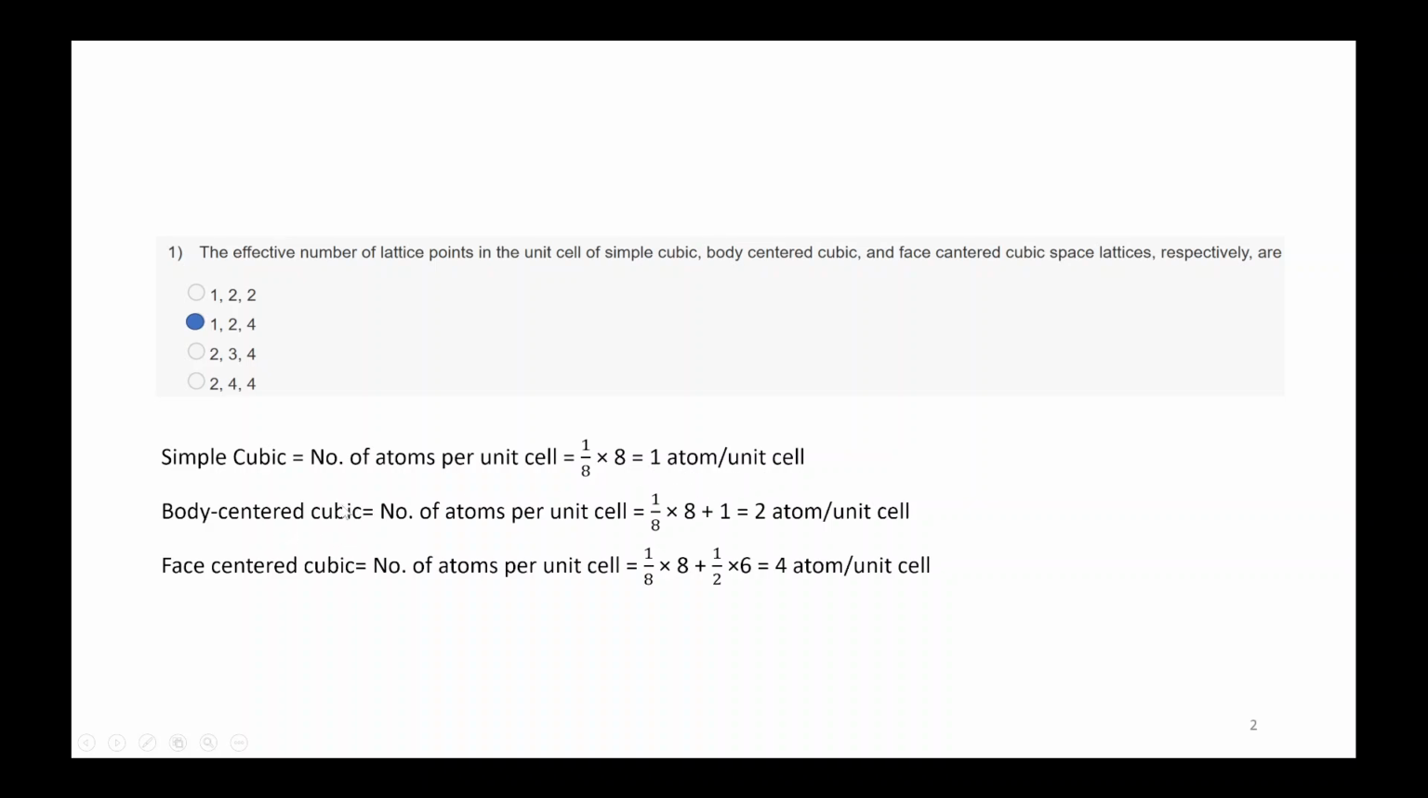And for body centered, it will be similar to simple cubic, but 1 atom will be at the body center. So it will have 2 atoms per unit cell. And for face centered cubic, you will have the atoms of simple cubic plus other atoms at the face centers, and these face center atoms will be shared with another unit cell. So the effective number will be 4 atoms per unit cell.